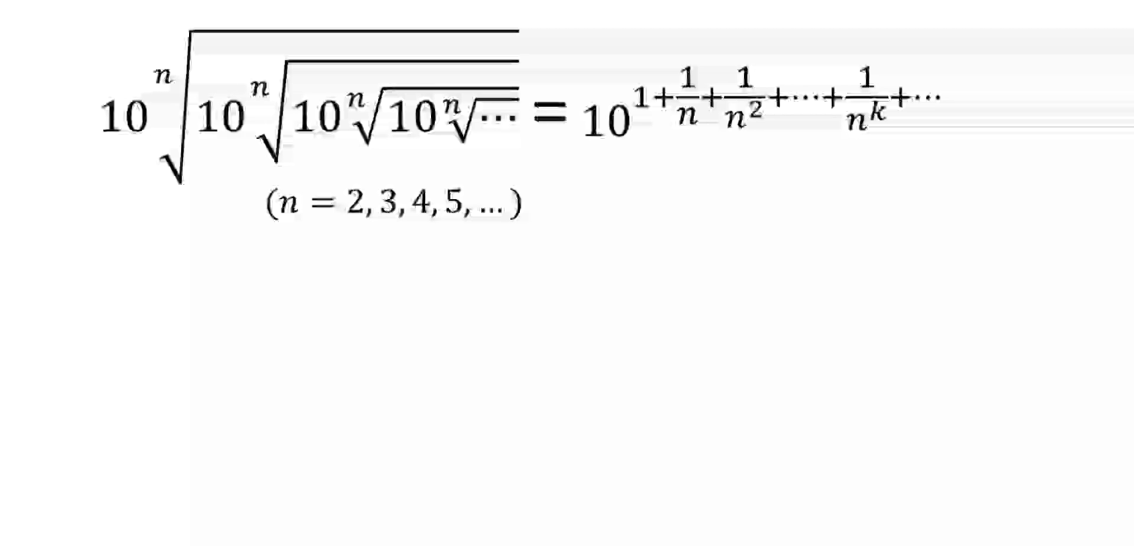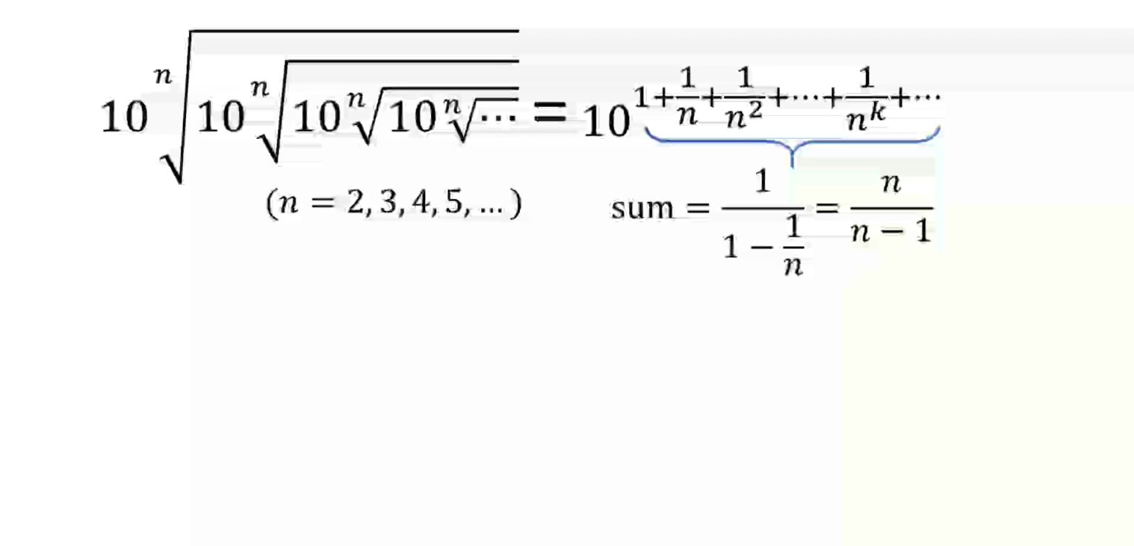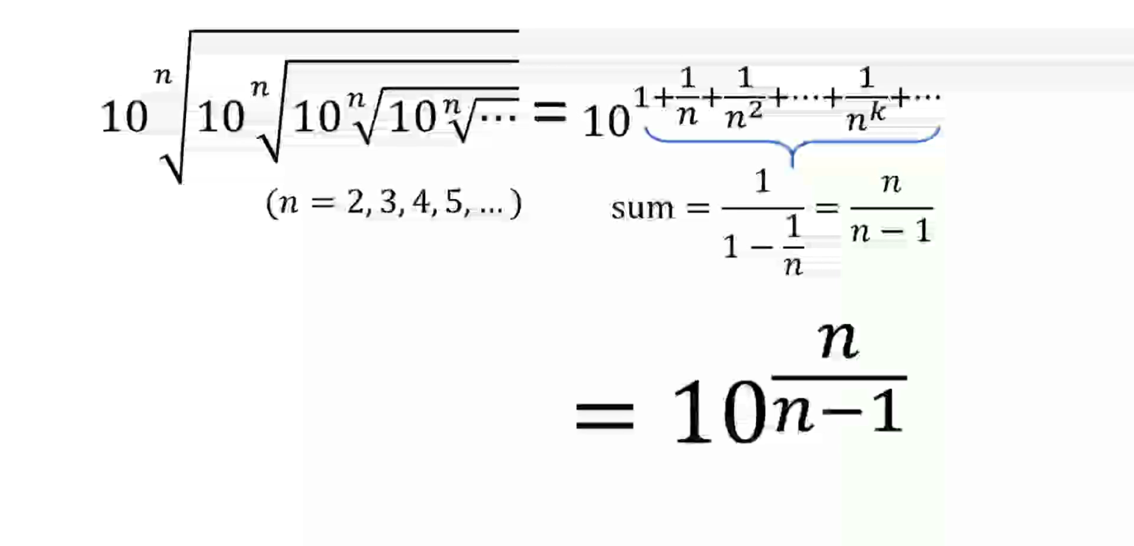So now we can solve for the value of this infinite nested product by solving for the sum of this geometric series, and then we get the answer of 10 to the power of n all over n minus 1. And notice if you substitute in n is equal to 2, you get 10 squared, and that exactly matches what we solved in the very first problem.